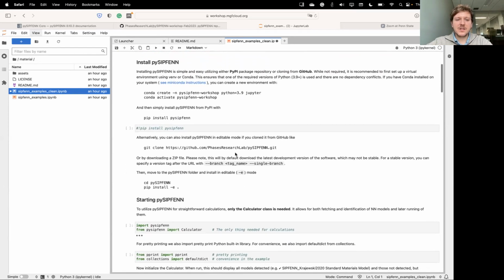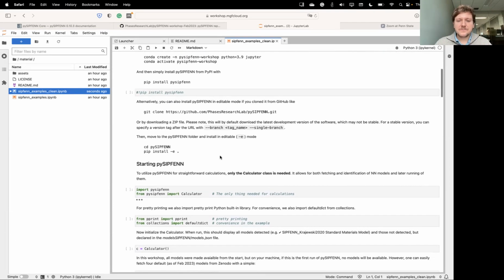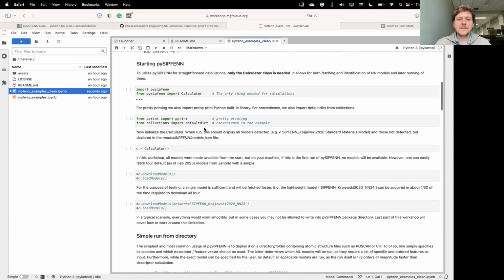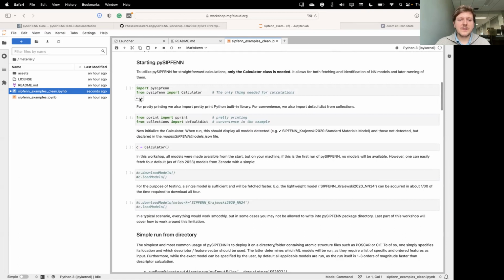We start by looking at the install. You don't need to install anything here because everything is taken care of by Richard, who set up this environment. Thank you, Richard, again. This is only for your convenience if you want to install it on your own local machine after this workshop. These instructions are also within the documentation that you can find at PySIPFENN.org. So, assuming you have everything ready, we are going to start PySIPFENN.